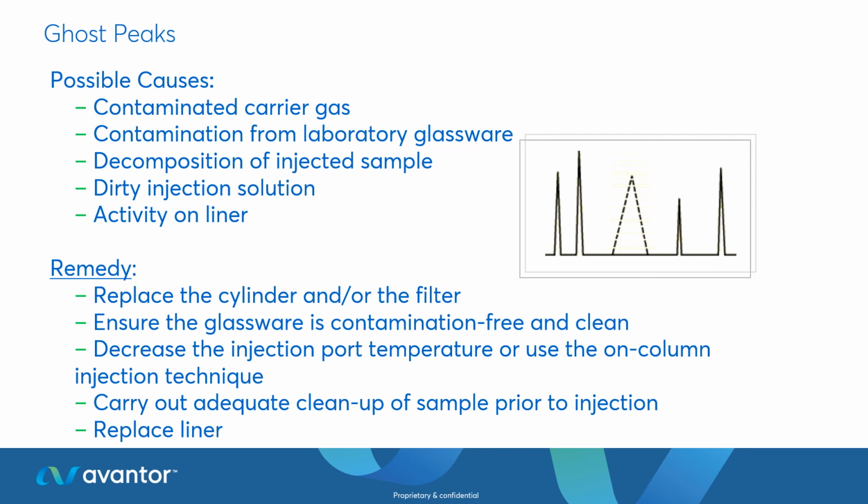In terms of the remedy, if it's a contaminated carrier gas, look to replace the cylinder and/or the filter. Make sure that if we are doing any sample preparation, the glassware is clean and contamination free. With regard to the injection port, make sure that we've got the appropriate temperature, or look to use on-column injection technique, and that would remove any contamination coming from the injector. In terms of the sample, make sure that you carry out adequate sample cleanup prior to the injection. If it's the liner, very simply replace the liner.